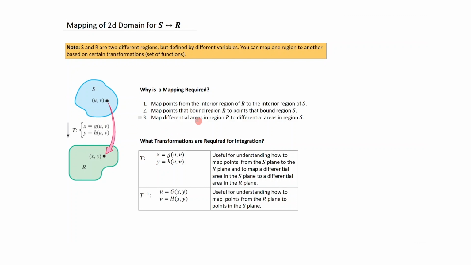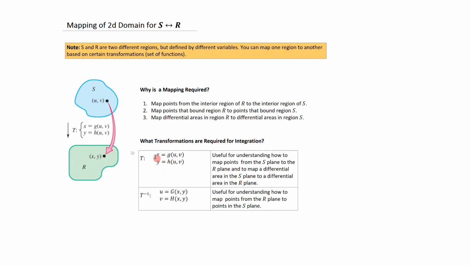Thirdly, you're mapping differential areas in region R to differential areas in region S. In Cartesian coordinates, you would have a differential area which is dx dy, an infinitesimally small rectangular object. However, that object will take on a slightly different form in the transform coordinate system.